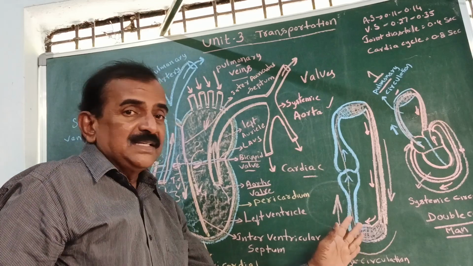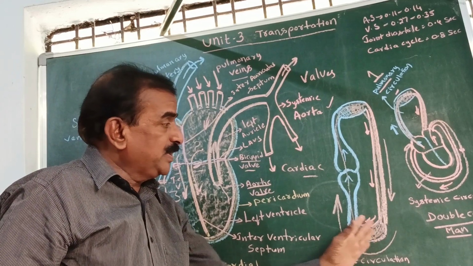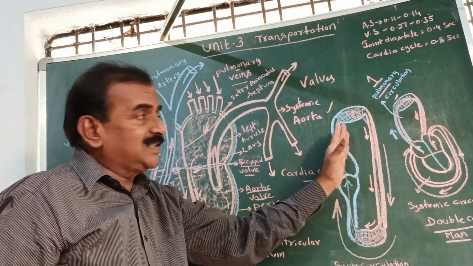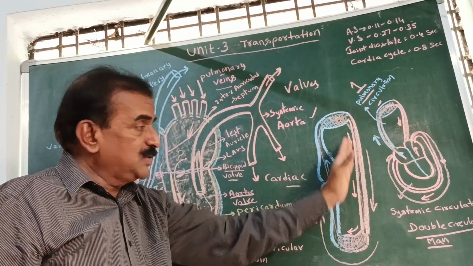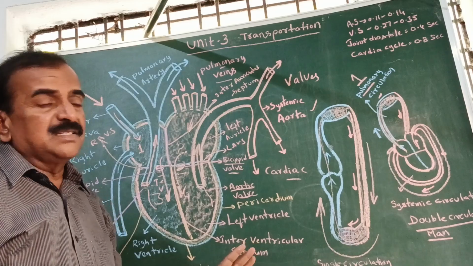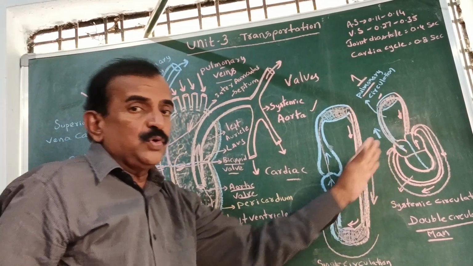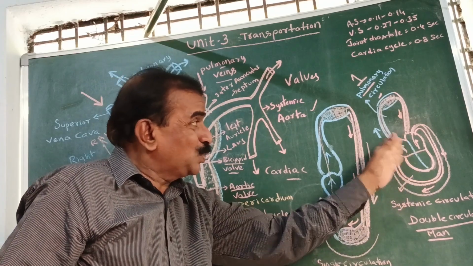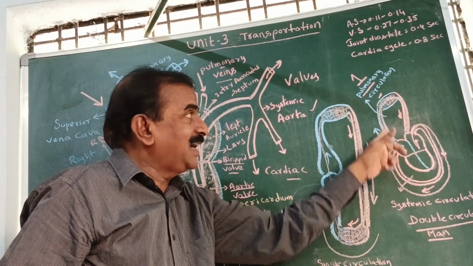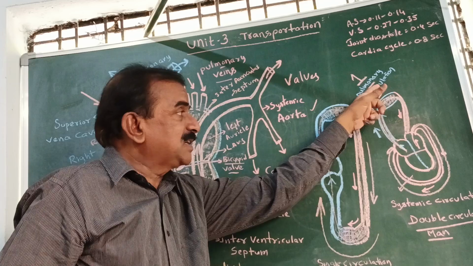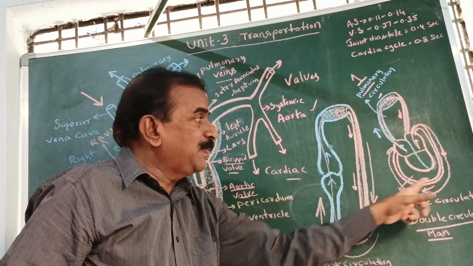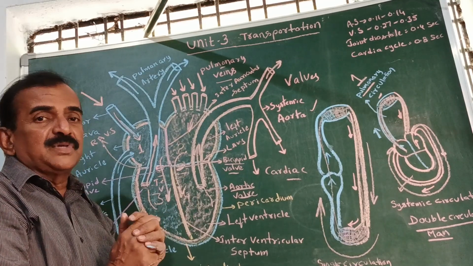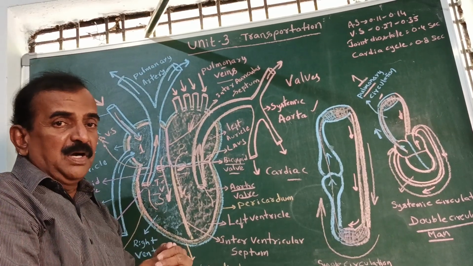And we discussed single circuit circulation. In fish, blood passes through the heart once: heart to gills to body parts, and that circulation is called single circulation. In humans, mammals, birds and reptiles, blood passes through the heart twice: once between the heart and lungs, that is pulmonary circulation, and second between the heart and body parts, that is systemic circulation. Like that, we observed two types of circulation in mammals and birds.